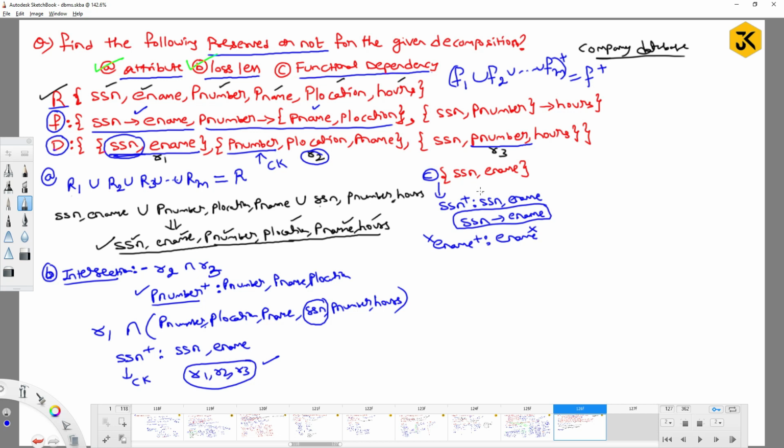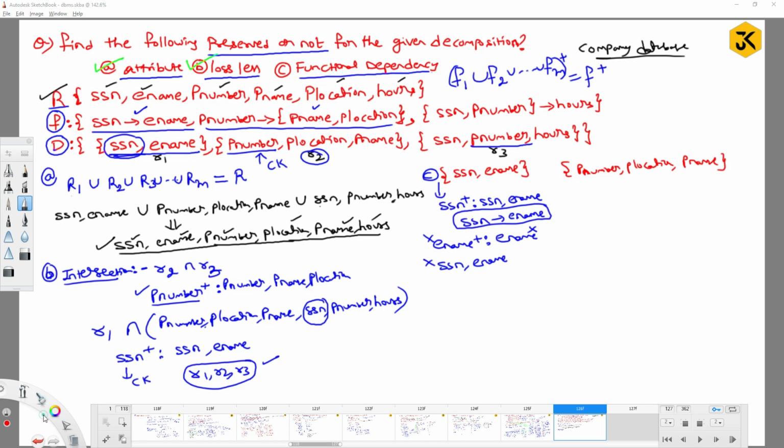Similarly, if you take two-level attributes, they are not going to be considered because that is equivalent to the actual relation degree. So I should not consider them. And take the other relation. The other relation is P number, P location and P name.